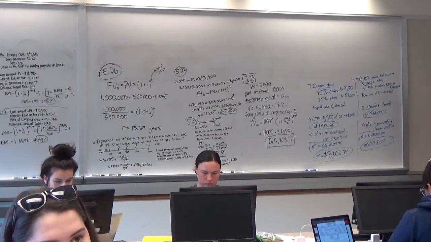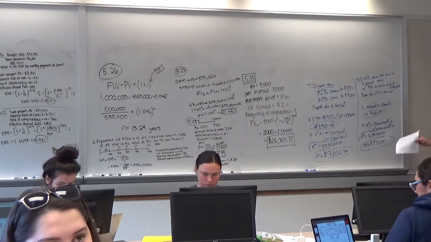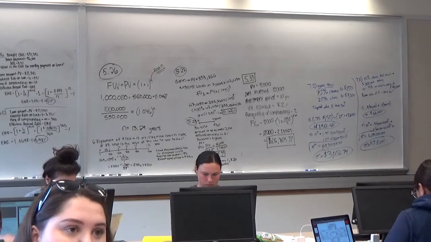90% times 40,000 minus 66,000 squared plus 10% times 300,000 minus 66,000 squared. That comes out to $78,000.